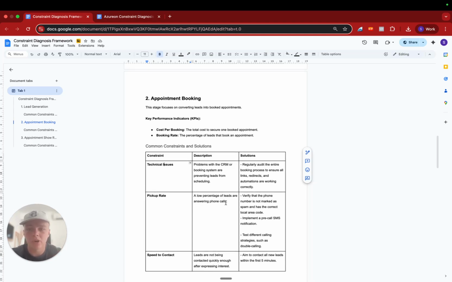Then you've got pickup rate. A low percentage of leads are answering phone calls. Well, have we verified that the phone number isn't marked as spam? Does it have the correct local area code? Have we implemented pre-call SMS notifications? Have we tested different calling strategies, such as double dialing? Anytime a new lead comes in for us, we phone within 5 minutes, but we call it twice. We call that lead twice because it's going to prompt the lead to pick up more.